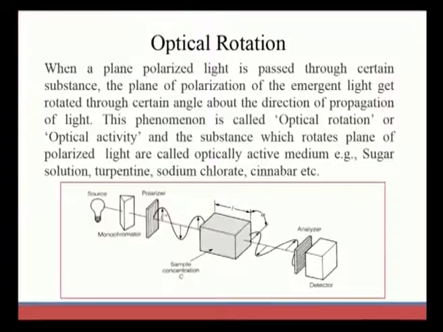This can be easily observed in the picture here, where we can see the monochromatic source, and after that a prism is placed, followed by a polarizer. After this we are going to get a linearly polarized wave. This is a linearly polarized wave.